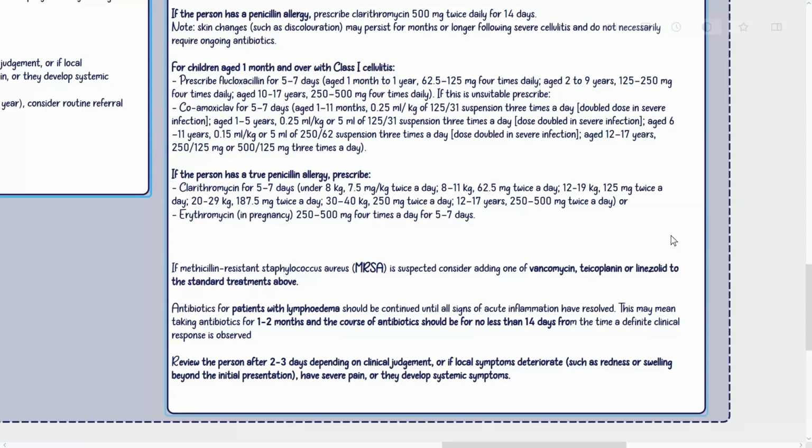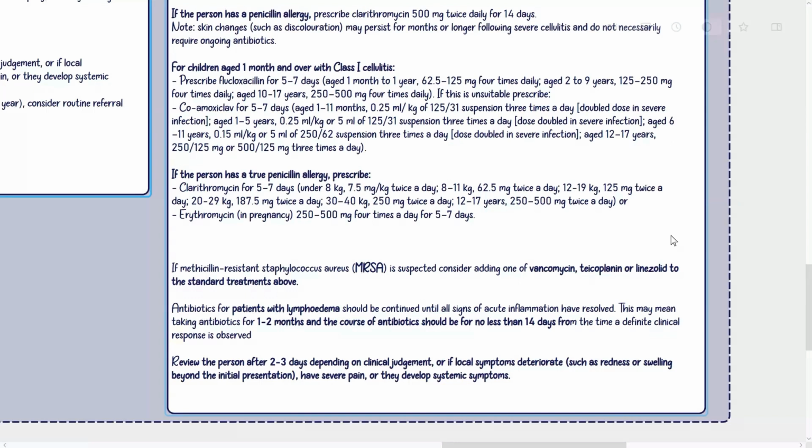If methicillin-resistant Staphylococcus aureus, MRSA is suspected, consider adding one of vancomycin, teicoplanin, or linezolid to the standard treatments above. Antibiotics for patients with lymphedema should be continued until all signs of acute inflammation have resolved. This may mean taking antibiotics for 1 to 2 months, and the course of antibiotics should be for no less than 14 days from the time a definite clinical response is observed.